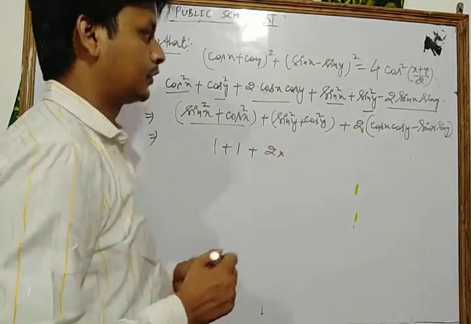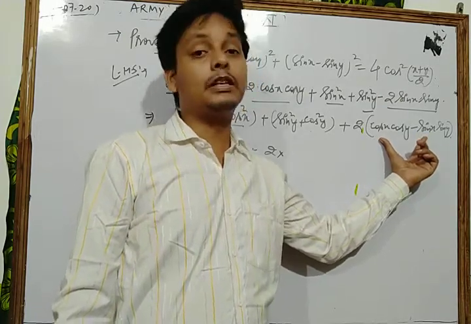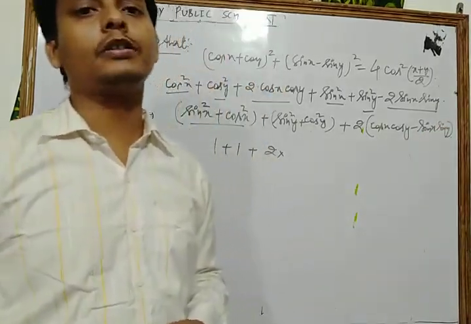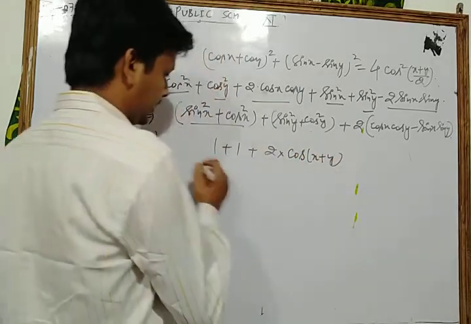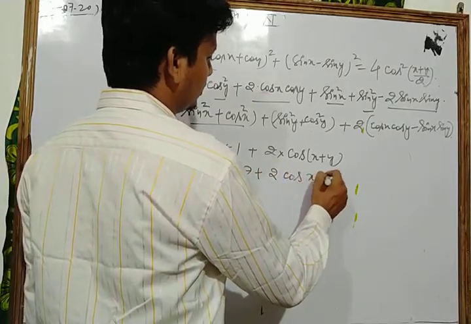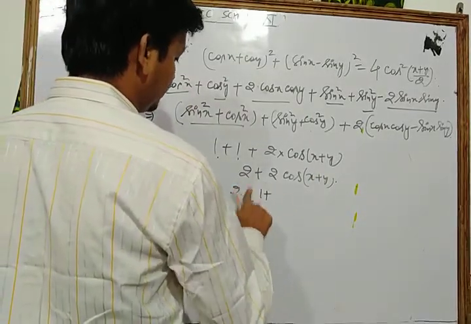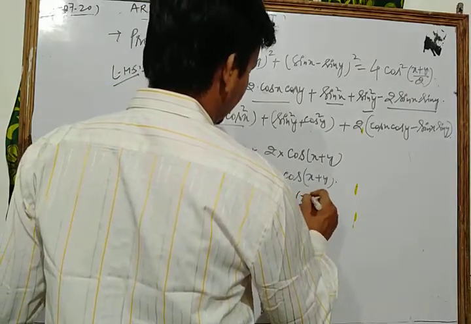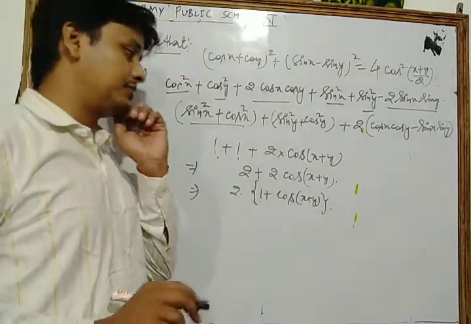Okay, now let's see the value of this: 1 plus 1 plus 2 into. Now this is the formula for which identity? That is the formula of cos a plus b, that is cos a cos b minus sin a sin b. So here we put cos x plus y. Now 1 plus 1 is 2, plus 2 cos x plus y. Now we take 2 as common, we get 1 plus cos x plus y.